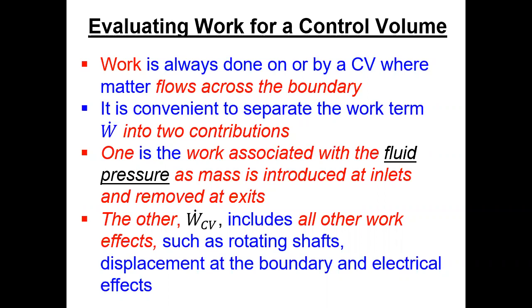The other we're going to call W dot CV, and that includes all of the other stuff that we've been considering in the past. That's the rotating shafts, the displacement at the boundary, the electrical effects, all the different modes of work that we're describing in chapters 2 and 3. All that goes in W dot CV. But the work associated with getting that mass flow into and out of the control volume is going to be split out, okay?